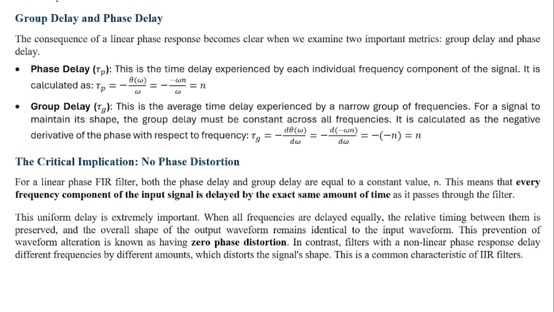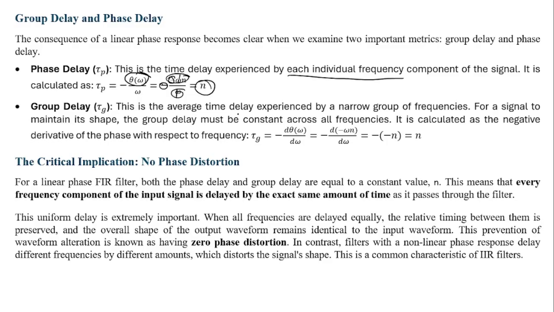The phase delay is the time delay experienced by each individual frequency component of the signal, and τp is given by minus θ(ω) divided by ω. Now if you replace θ(ω), which was equal to minus ωn, we get minus ωn divided by ω. The ω cancels out, the minus minus becomes positive, and we get n.